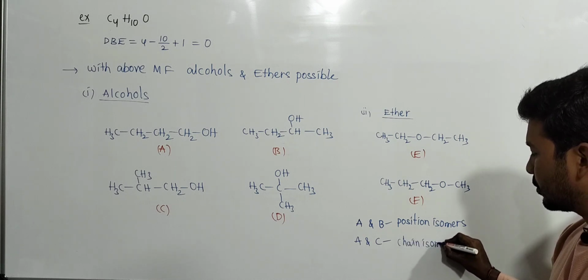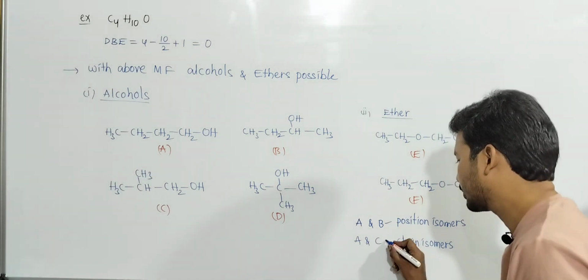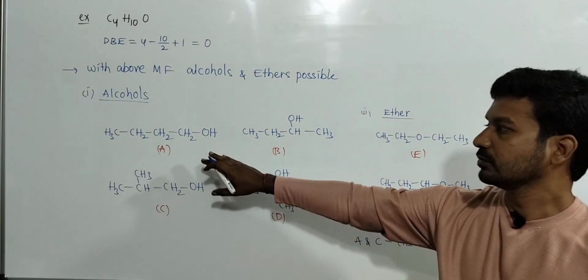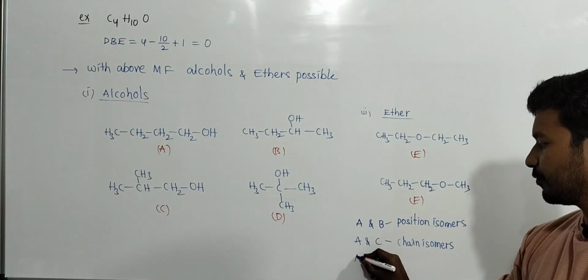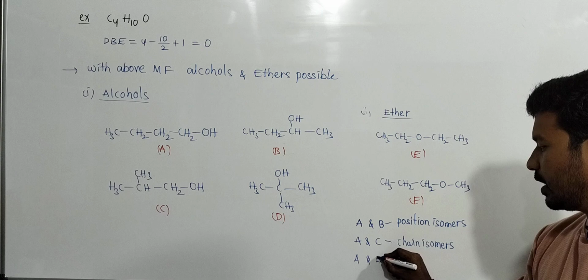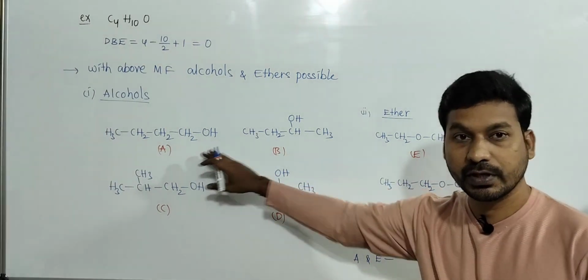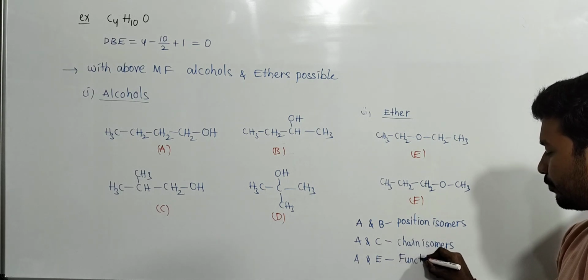Chain isomers. A and C are what? Chain isomers. If you see any set of this one and this one, for example A and E. A and E are what? One is alcohol, other is ether. Functional groups are different. So they are what? Functional group isomers.